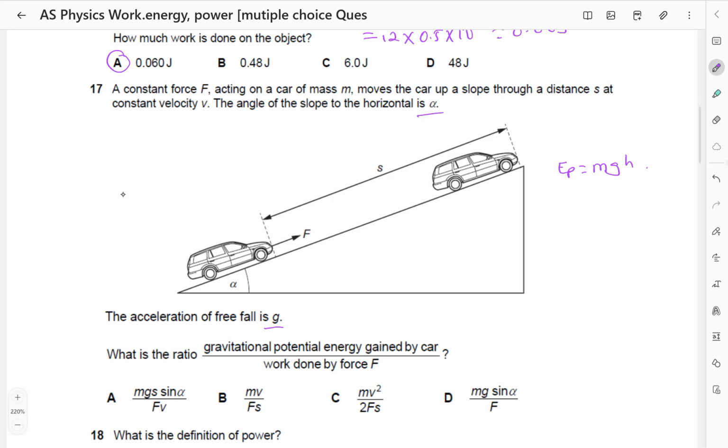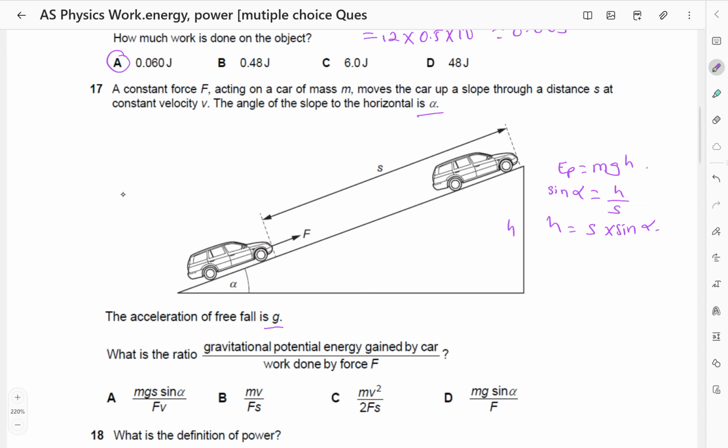And we can find h. We note that if this is the height h, then sine of alpha is equal to the opposite, which is h, over the hypotenuse, which is s. So we can verify that h is equal to s times sine of alpha. That is h. So it means potential energy is going to be mg times s sine of alpha.